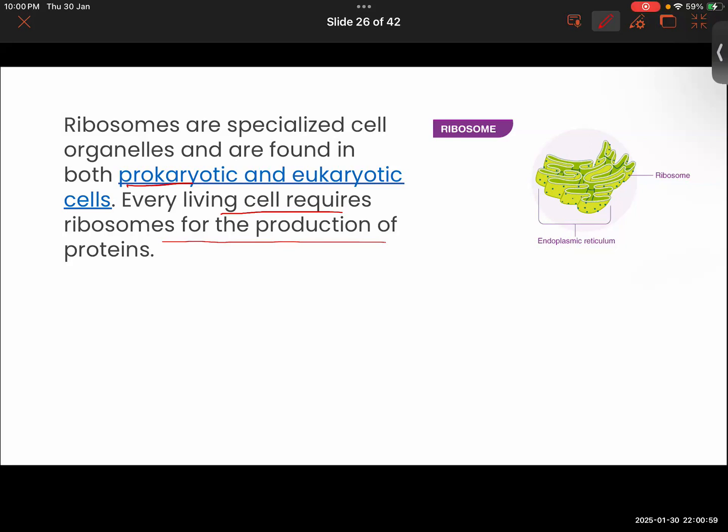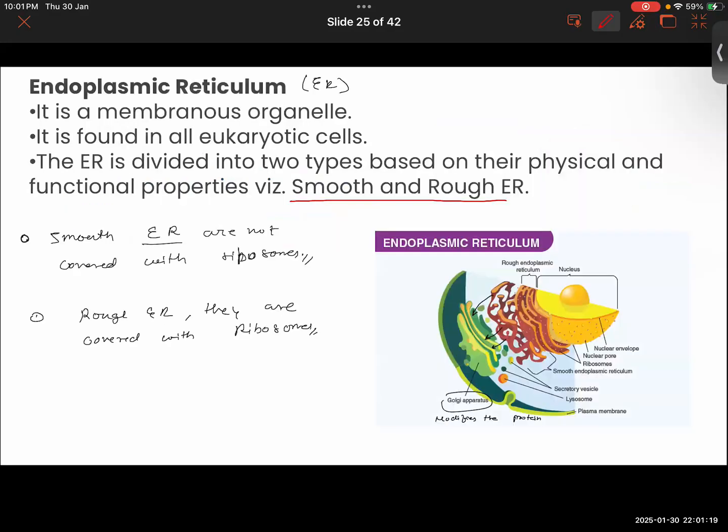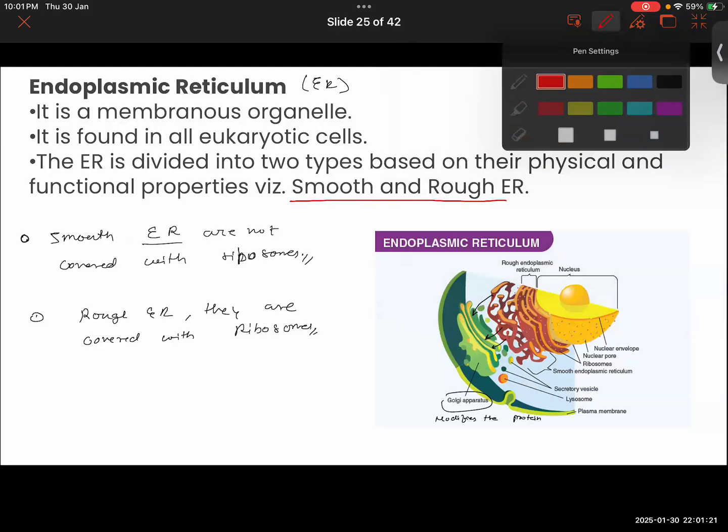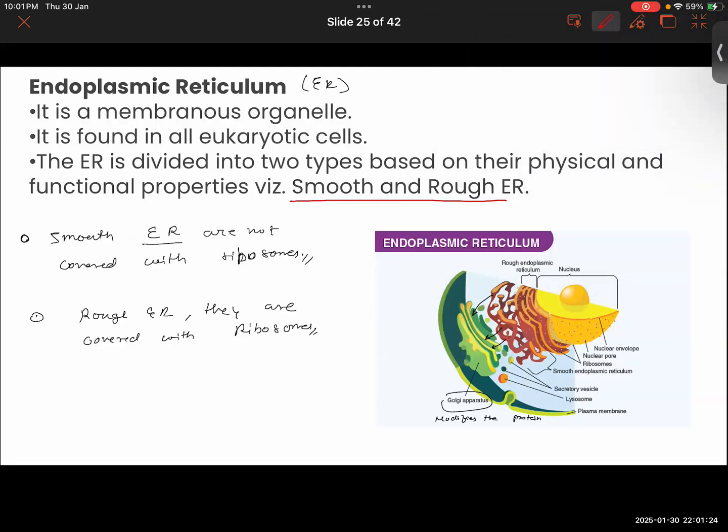See, if more ribosomes are present in the cell, it's a good sign. It shows that more protein is being produced in the cell. If fewer ribosomes are found, it means that the cell is not synthesizing protein rapidly, not actively producing protein. Okay. And by the way, tell me if you have understood it so far. Endoplasmic reticulum, the ribosome and all that. Yeah. Good then.